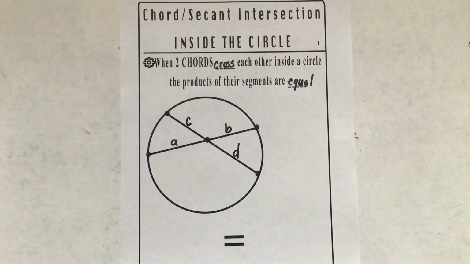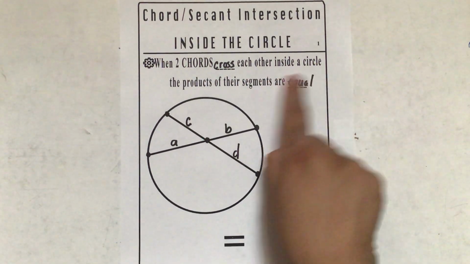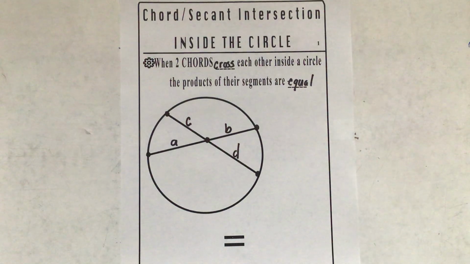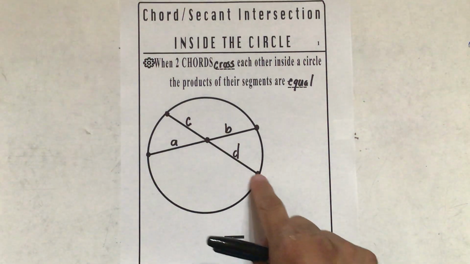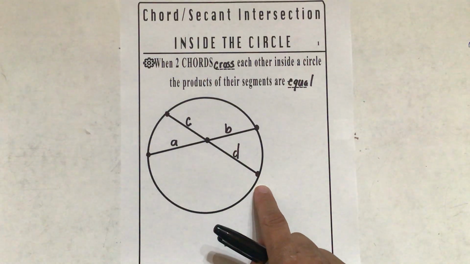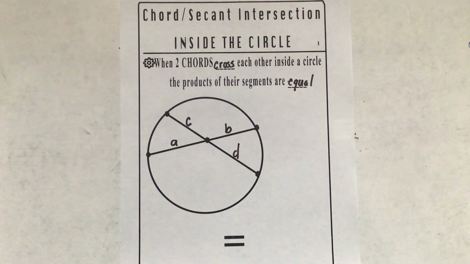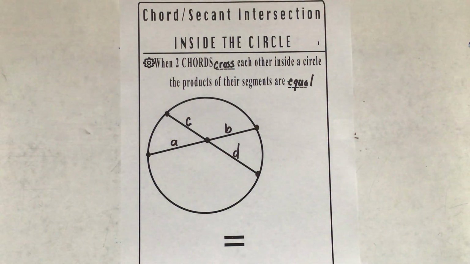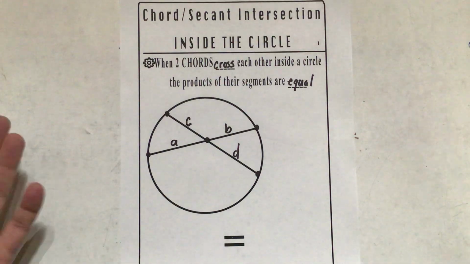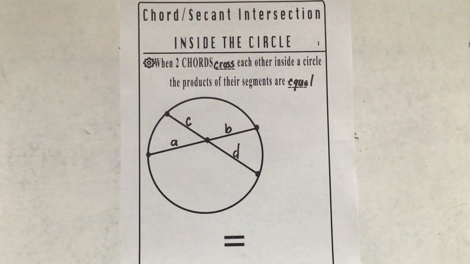Okay? Now, it says when two chords cross each other inside a circle, the products of their segments are equal. So that means that when you multiply the two segments of the same chord and you set it equal to the two segments of the other chord, then you get an equal balance. They are equal to each other.